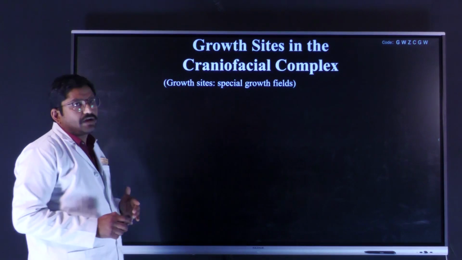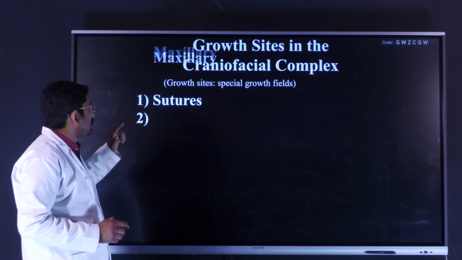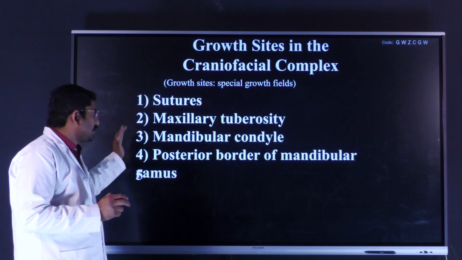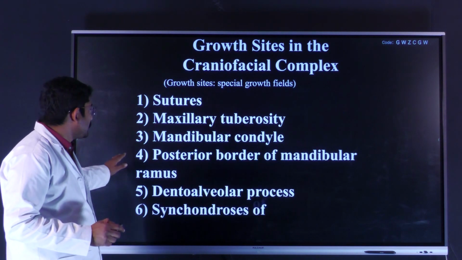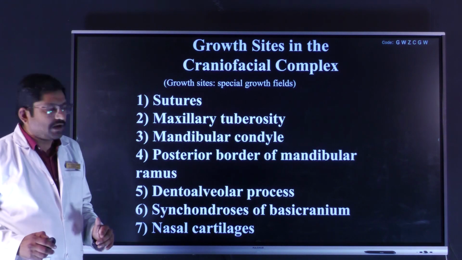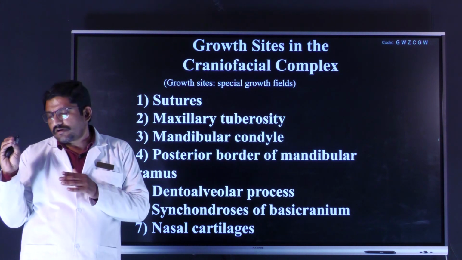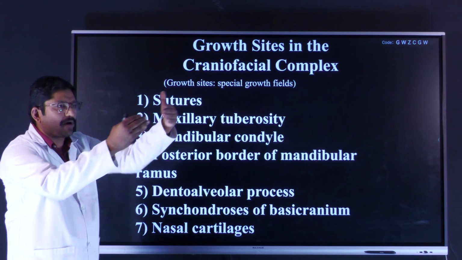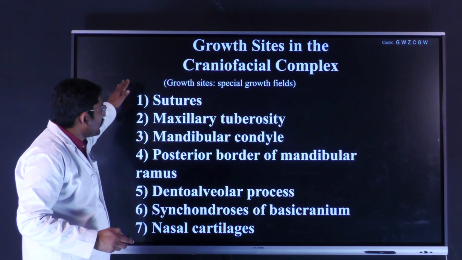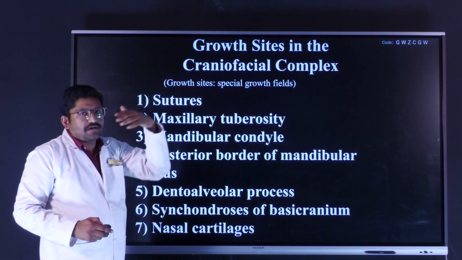Now, coming to the structures where growth happens in the craniofacial region: one is at the sutural level, two at the maxillary tuberosity level, the mandibular condyle, yes, growth happens because of the condylar cartilage, the posterior border of the mandibular ramus, the dentoalveolar process, and the synchondroses of the cranial base. There are small cartilaginous structures in the base of the cranium called synchondroses. Two-way bidirectional growth happens in the synchondroses. There are nasal cartilages as well. These are all growth sites in the craniofacial skeleton.